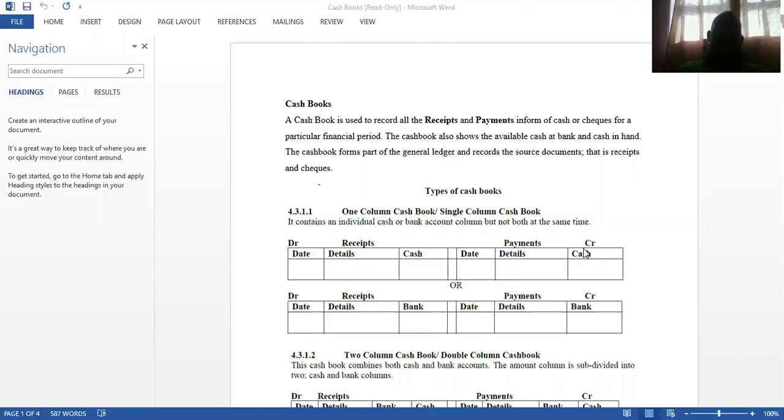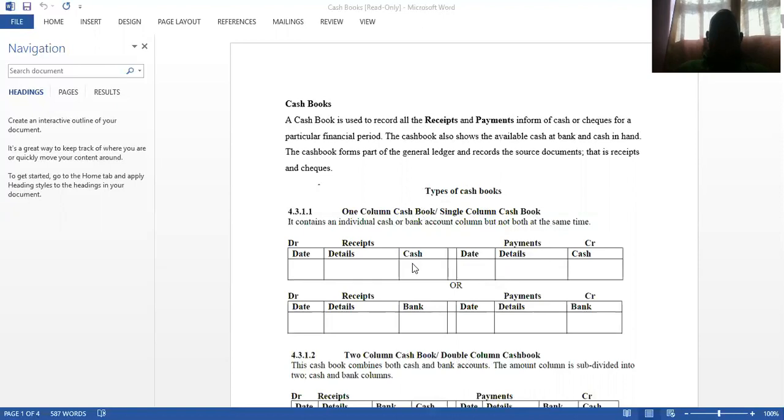In that particular case, we can start by looking at the types of cash books. We have different types of cash books. Actually, they are four in number. We have the single column cash book. We have the two or double column cash book. We have the three column cash book, and we have the petty cash book. But let us start with the one column or single column cash book.